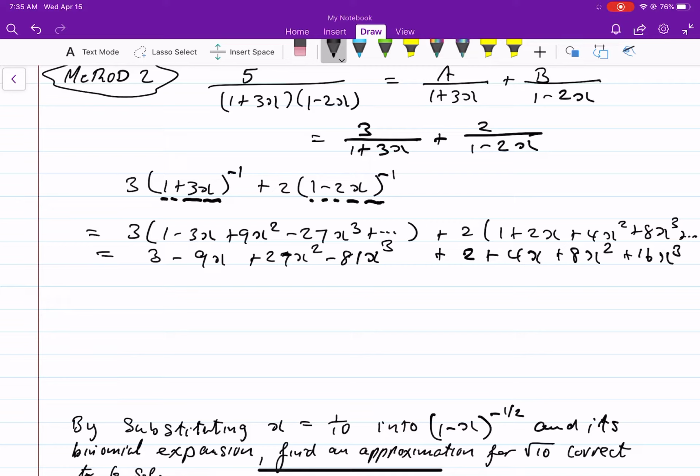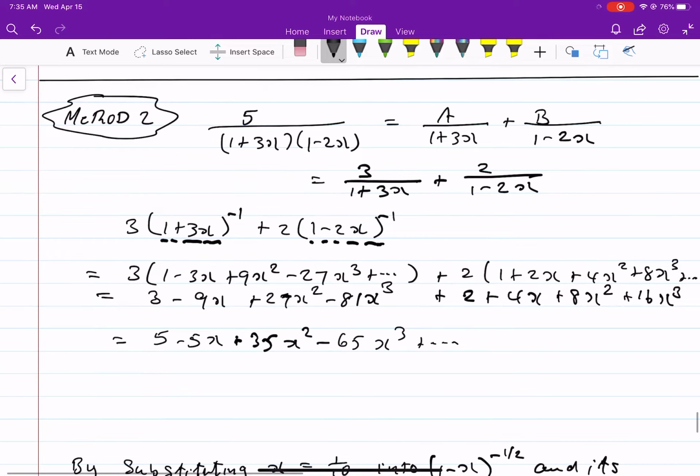So let's see if we can add the like terms here. This becomes 3 and 2, that's 5. Minus 9x plus 4x is minus 5x. 27 plus 8 is plus 35. And minus 81 plus 16 is equal to minus 65x cubed.